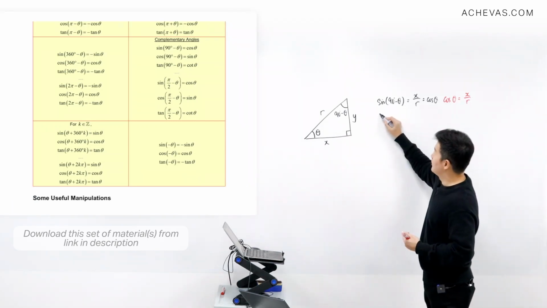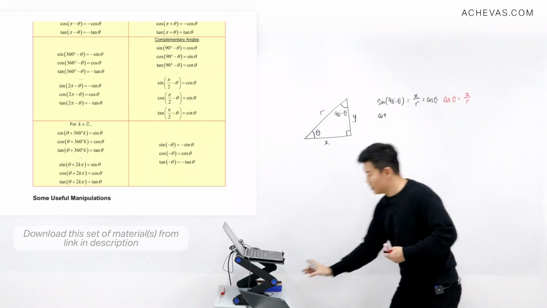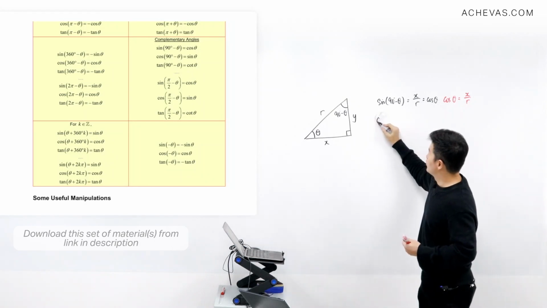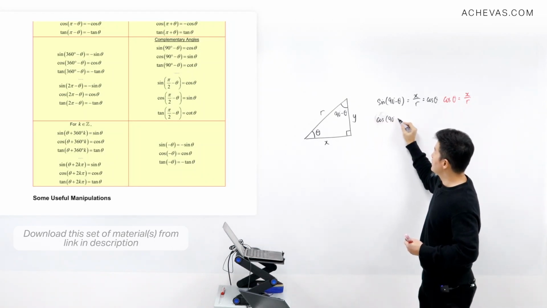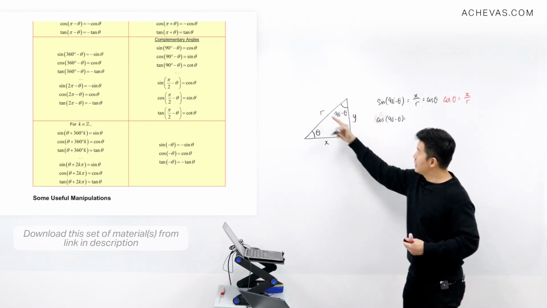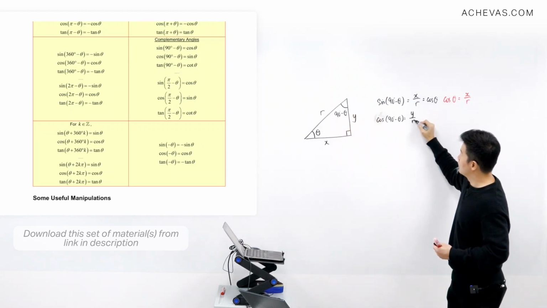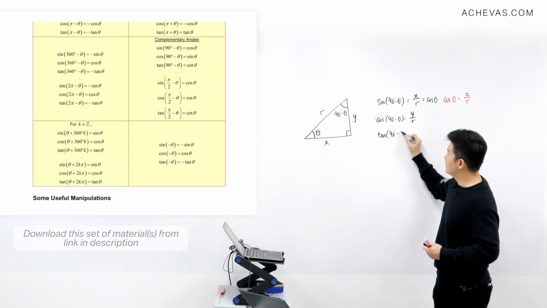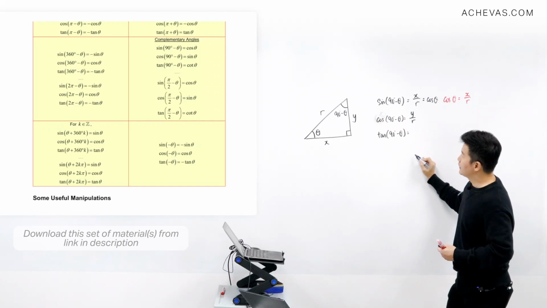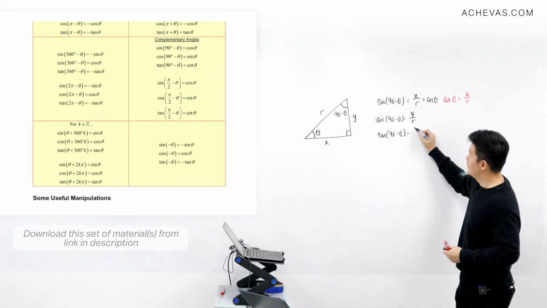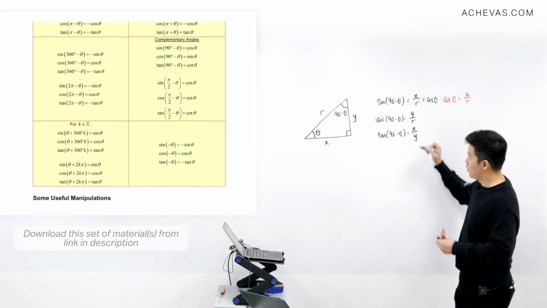So let's say I'm looking at cosine of 90 degrees minus theta. Let's see what it is going to be. Cosine of 90 degrees minus theta, adjacent over the hypotenuse, is equal to y over r. And if we were to do tangent of 90 degrees minus theta, it is going to be the opposite over the adjacent, so it's going to be x over y.